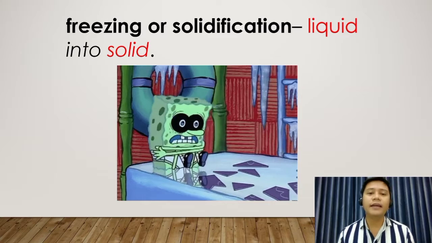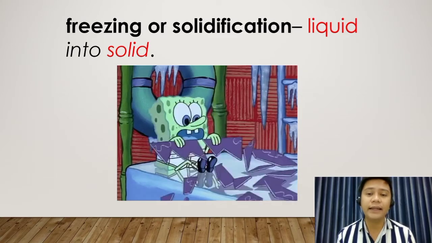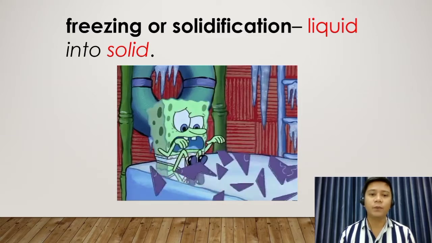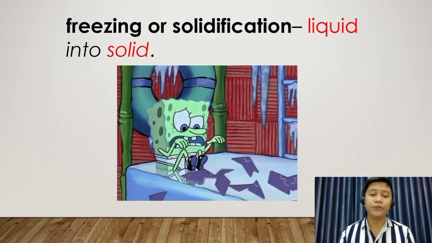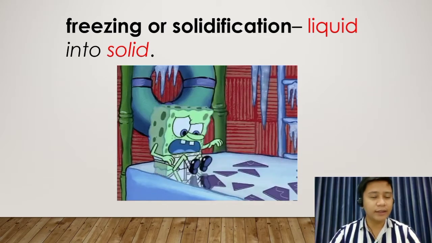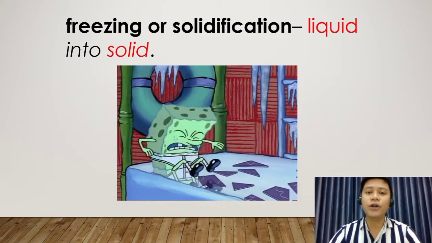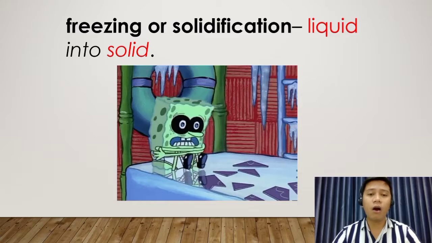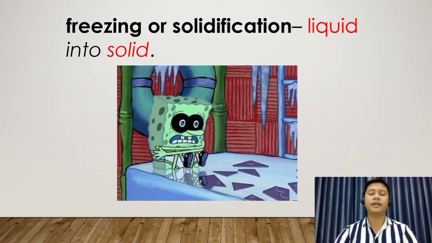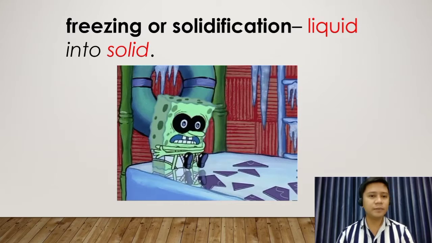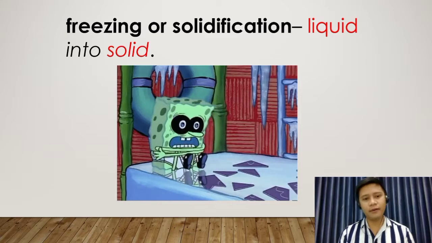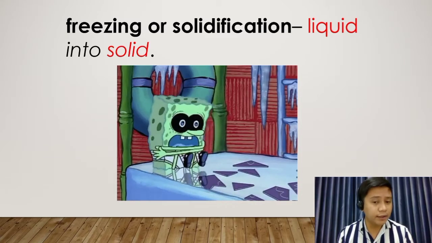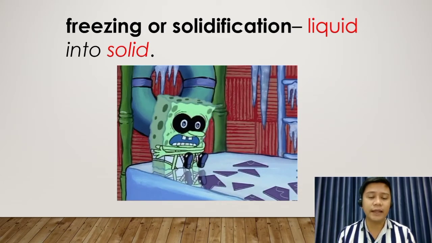Again, can you read solidification? One, two, three. Solidification. Now, this one is freezing or solidification. Read. One, two, three. Freezing or solidification. Very good. Now first, can you spell freezing? Start with letter F. Very good. F-R-E-E-Z-E-I-N-G. Freezing. Very good.